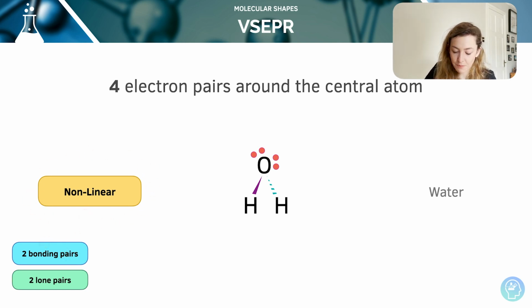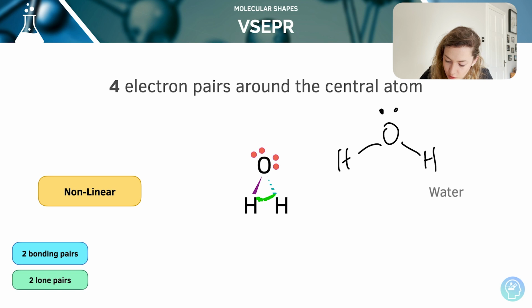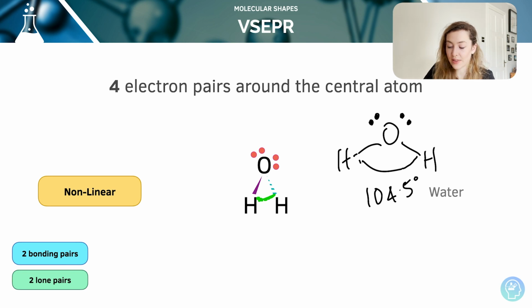So you've got 2 bonding pairs and 2 lone pairs. And so our angle here, this is a really small version of that angle. It's probably a bit easier if I draw my structure as such. So lone pair, lone pair. This angle here is 104.5 degrees. That's the angle they care about between the 2 hydrogen atoms.